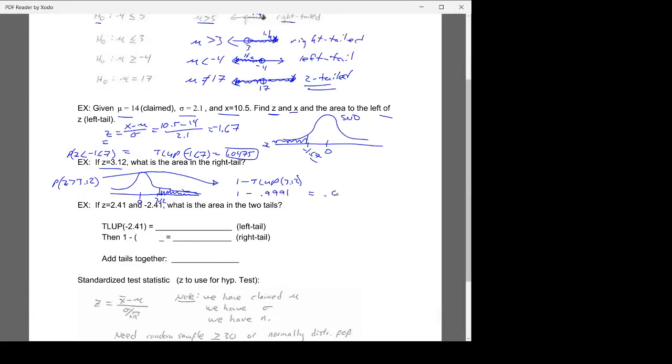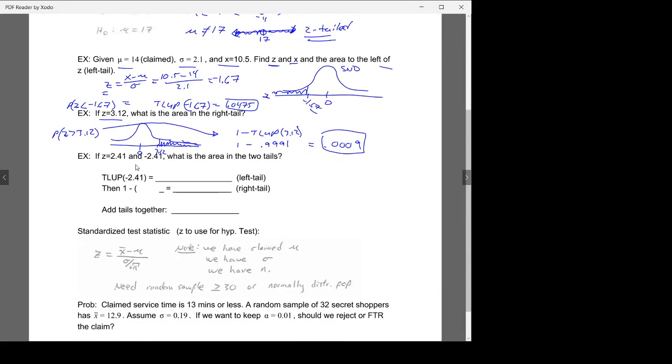So we got 0.0009. Not very likely. Now what if z is 2.41 and minus 2.41? So our picture here would be minus 2.41 and 2.41. And this is a two-tailed test, so it's going to look kind of like two tails, the left and the right side. Or I call that the donut a lot of times.